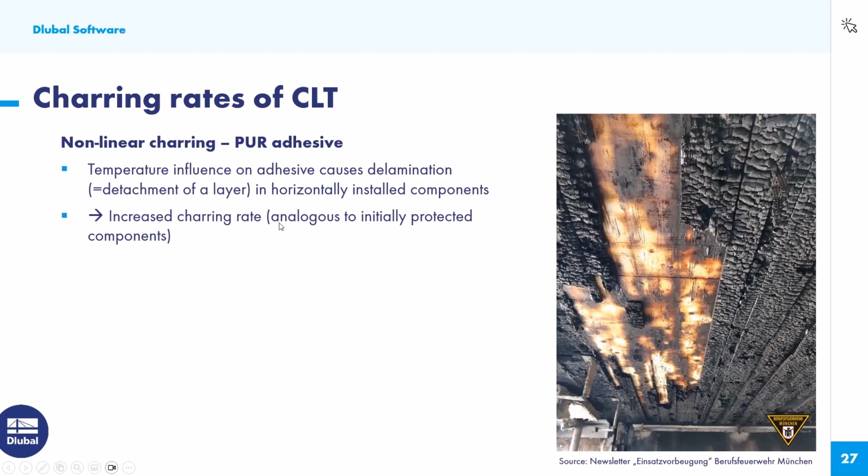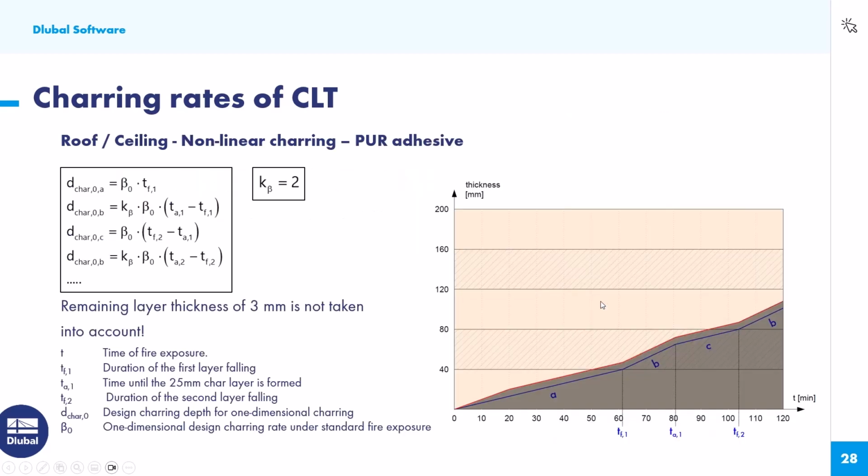Similar actually to the initially protected components. There we use the same approach, and you will see it on the next slide. This is the stair model, sometimes called, where we have different areas as well. So the first area is here, A. Here we consider a normal charring rate with beta 0. Most approvals use 0.65 millimeters per minute, but other approvals maybe use 0.7. It always depends on the approvals.